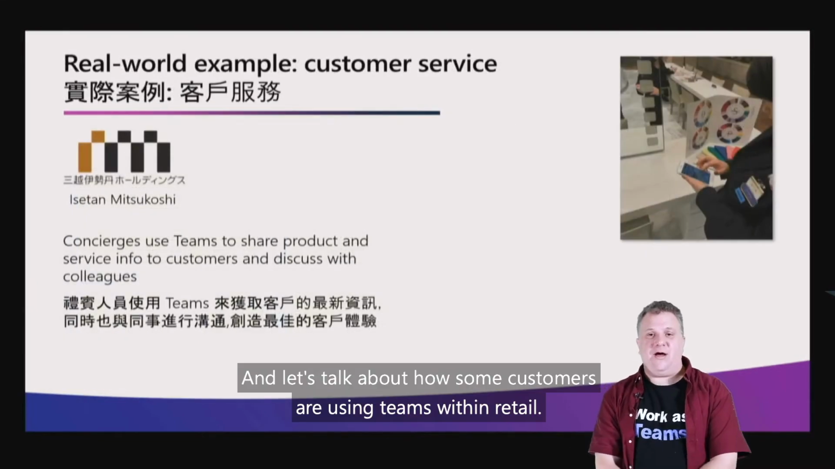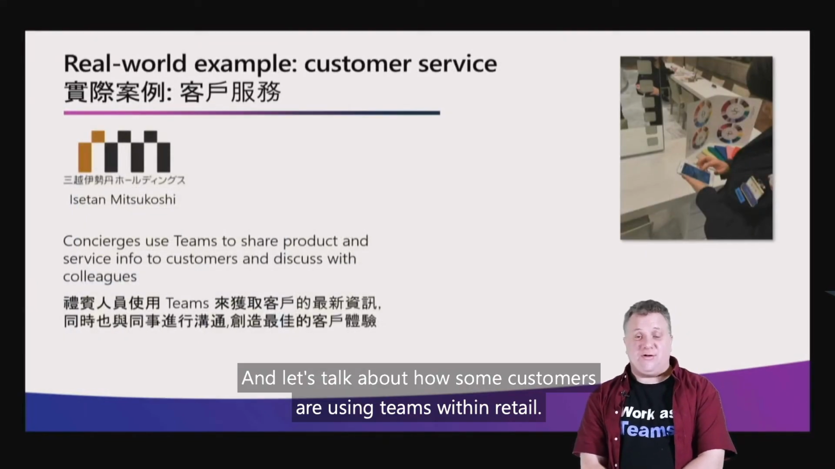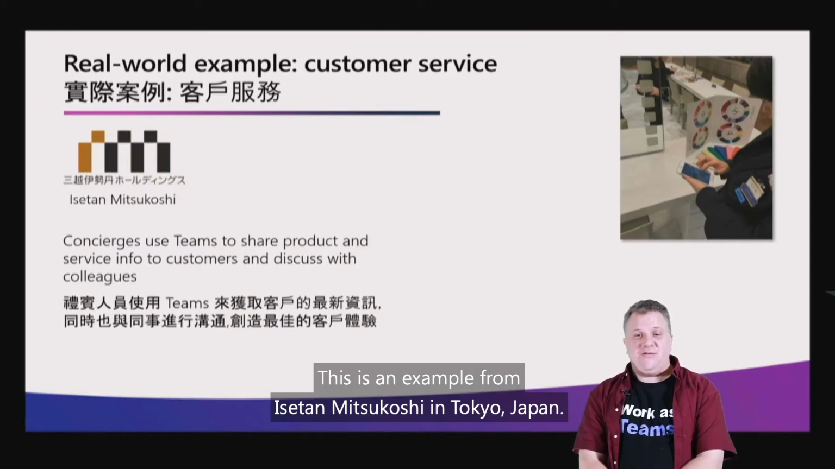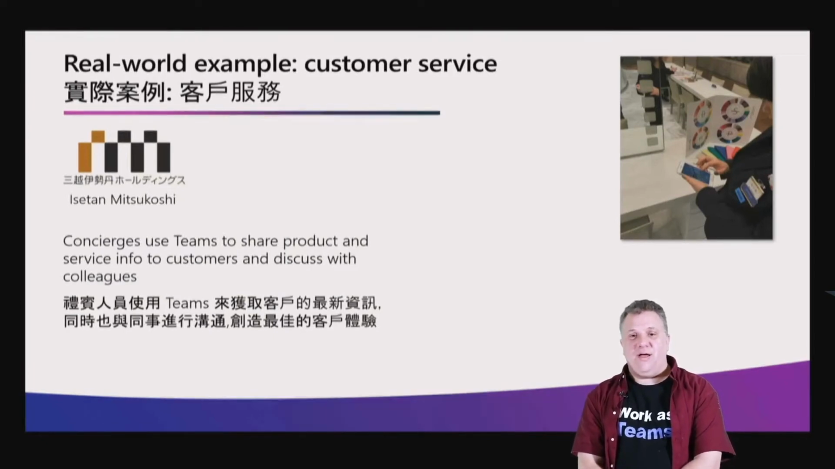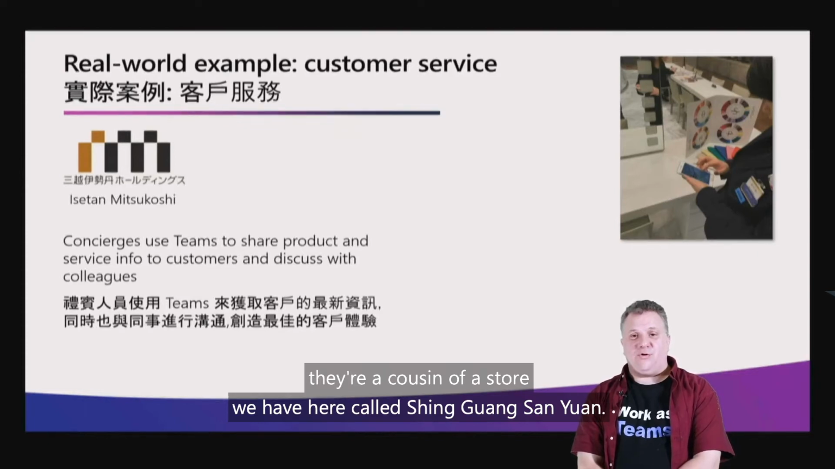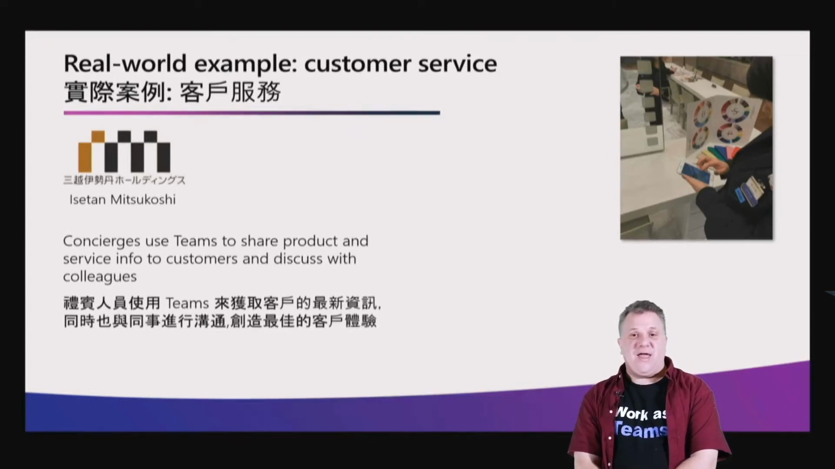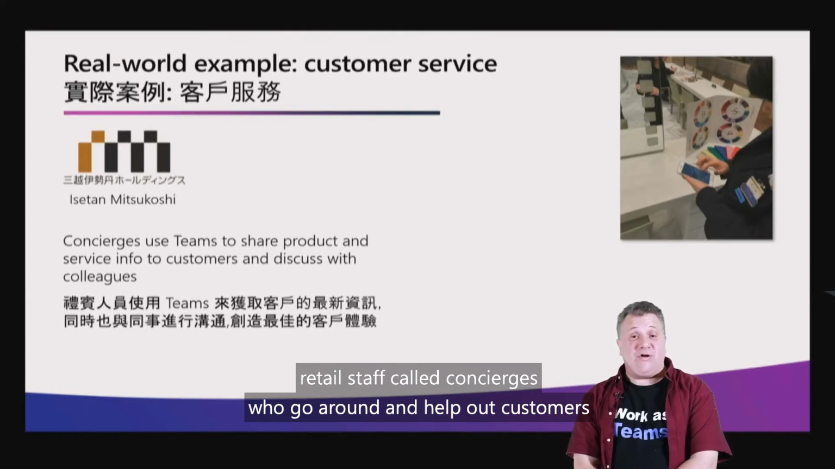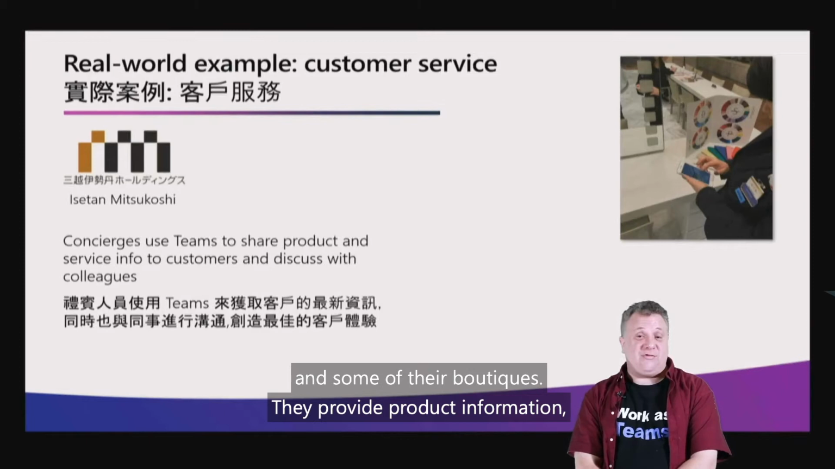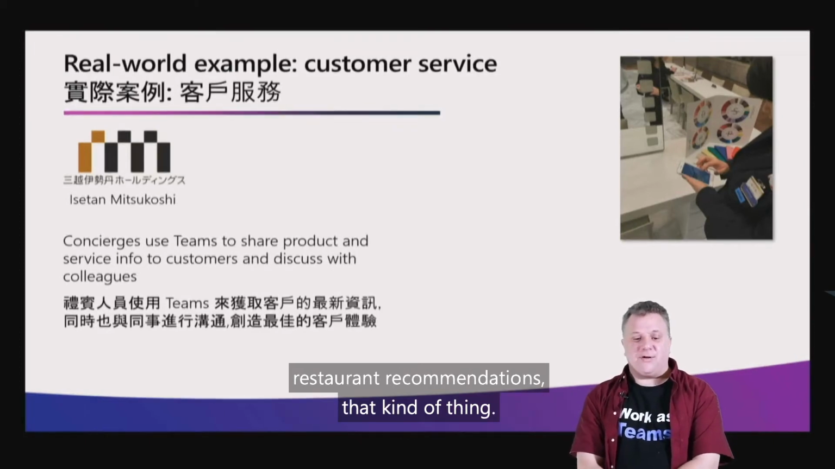Now let's talk about how some customers are using Teams within retail. This is an example from Isetan Mitsukoshi in Tokyo, Japan. They're a cousin of a store we have here called Xinguang Sanyue. Isetan Mitsukoshi is a luxury high-end retailer, and they have some retail staff called concierges who go around and help out customers in some of their boutiques. They provide product information, restaurant recommendations, that kind of thing.